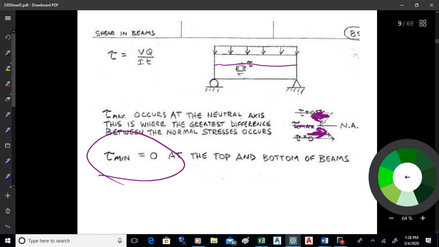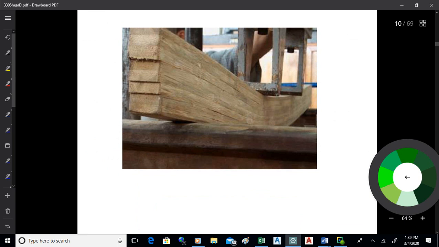The minimum shear is 0. That occurs on the edges of the beam. So it's kind of different than normal stress. Okay? The maximum shear occurs in the middle of the beam. Okay. So there you can see where those failures are happening, kind of oriented in the middle of the beam. For some reason that seam there didn't go, but the other 3 of them did. Okay? So that's where that's maximized.